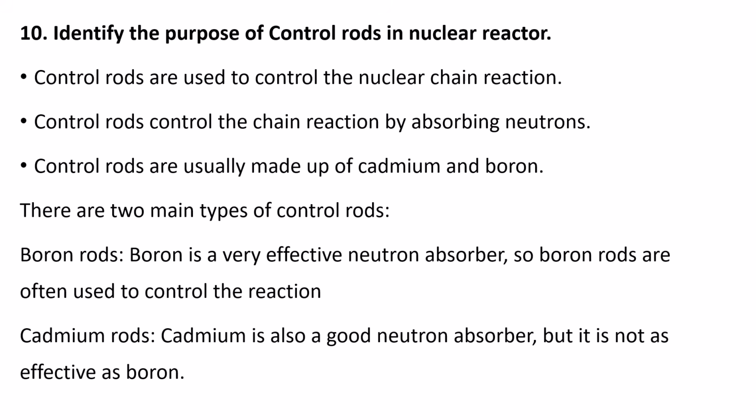There are two main types of control rods. One is called boron rods and the other is cadmium rods. Boron is a very effective neutron absorber, so boron rods are often used to control the reaction. Cadmium rods are also good neutron absorbers, but not as effective as boron.